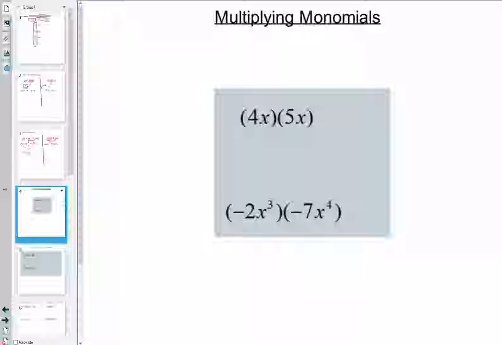Xavier, what's a monomial? Mono does mean one. One term. So this is just one term times one term. It's just working on those steps. So we multiply the numbers in front. What's 4 times 5? It is 20. And then x and x. No, x squared. It's x times x, not 2x.